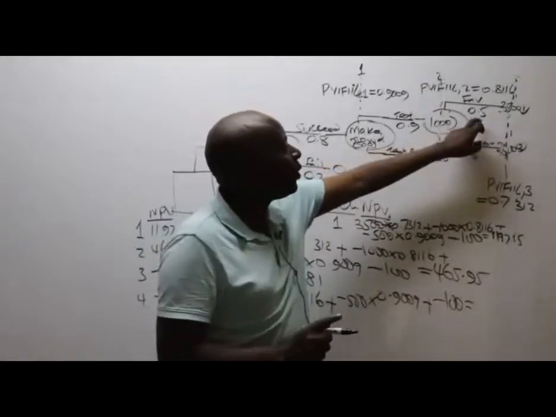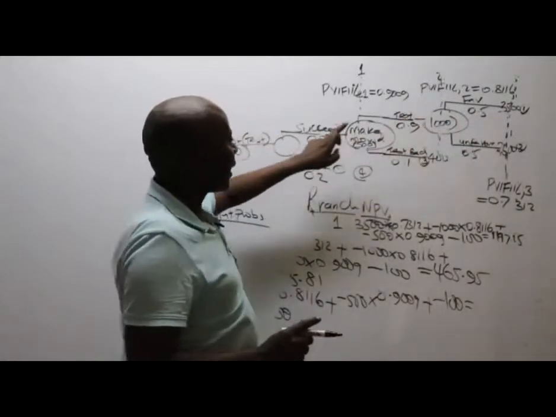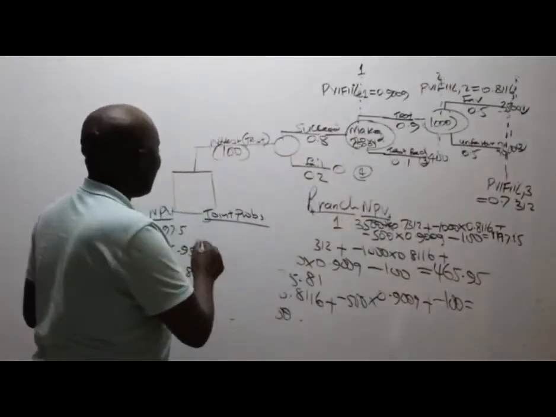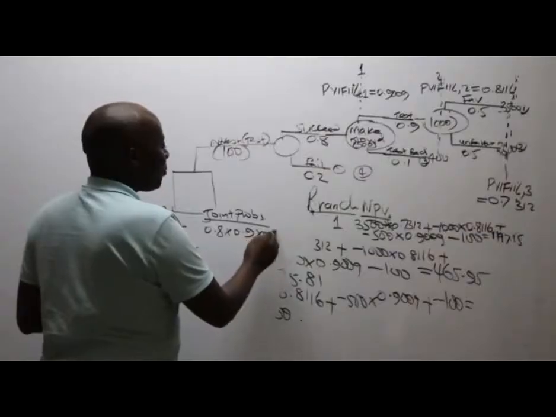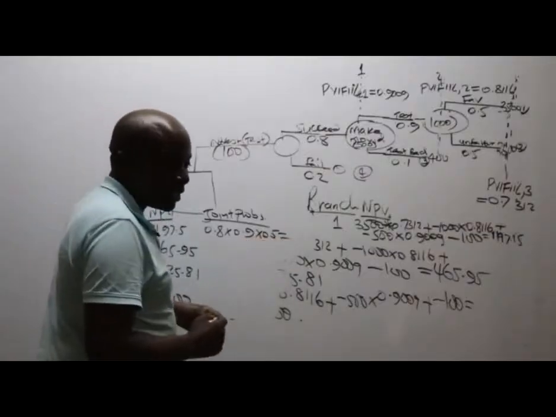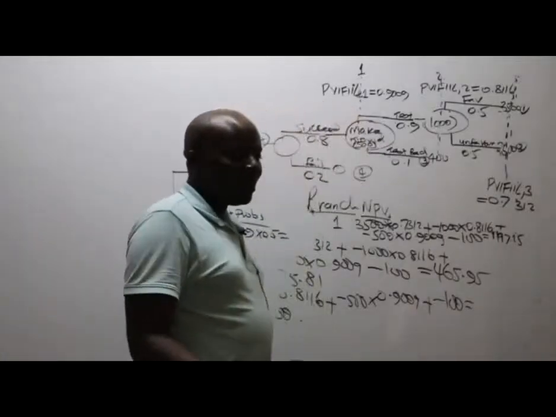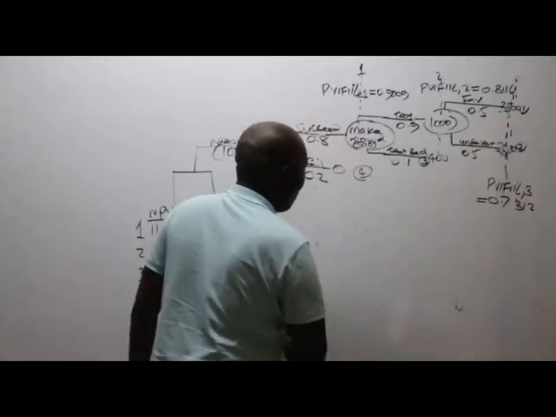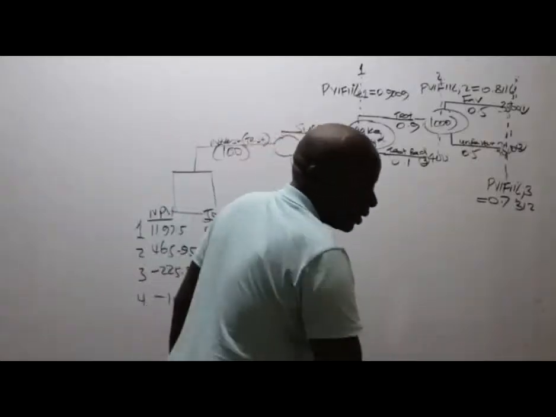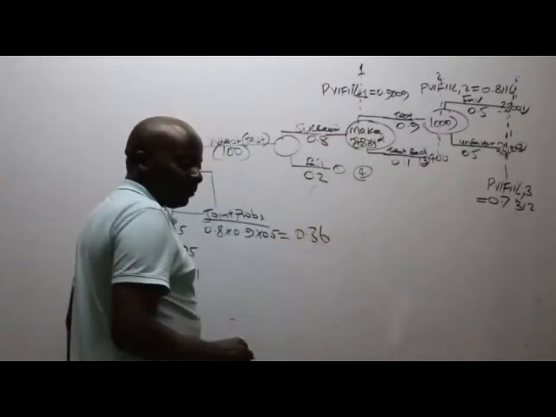So for road number 1, I can see 0.5, I can see 0.9, I can see 0.8. So the probabilities here will be 0.8 times 0.9 times 0.5. Is there somebody who can give me the answer here for joint probability for the first road? Liz tells me this is 0.36. Is that true? Thank you very much.